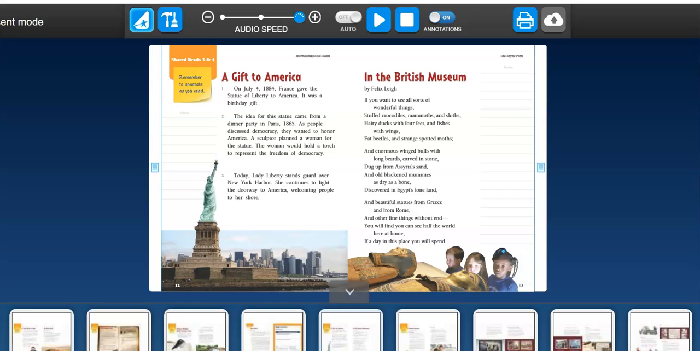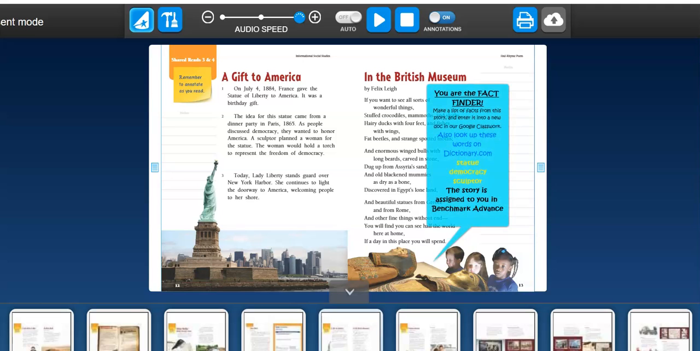So right now, we're going to focus on reading A Gift to America. This will be our shared read for me and you. You can follow along as I read it. What I want you to do, remember I asked you to be my fact finder? So you are going to find the facts from our reading, and you're going to write them in our Google Classroom in the comments. Okay?